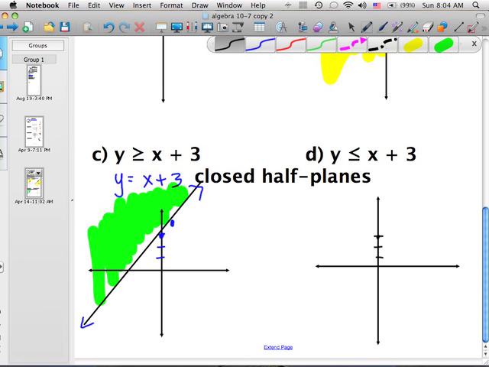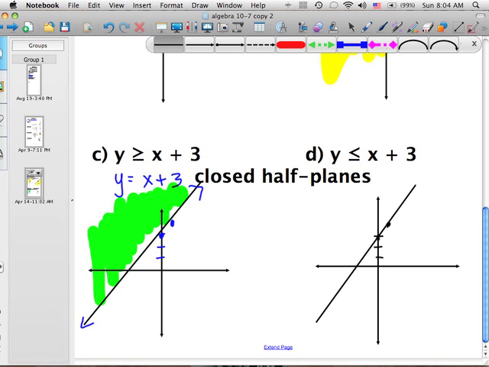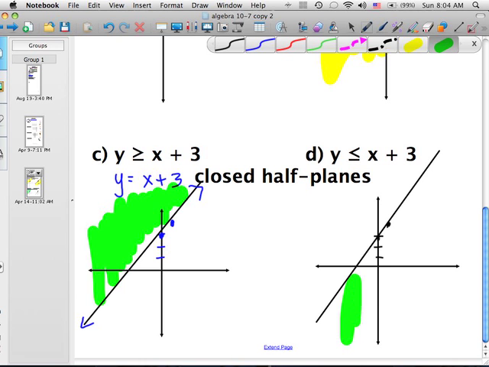So here's 0, 3, up 1, right 1. Solid line because we have less than or equal to for our boundary equation. And then shaded below.